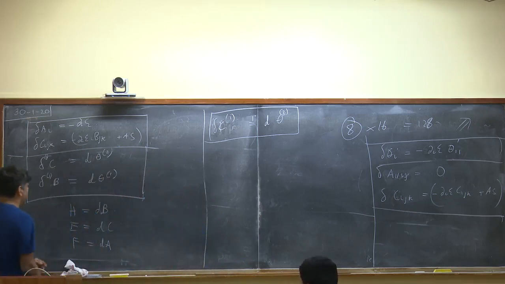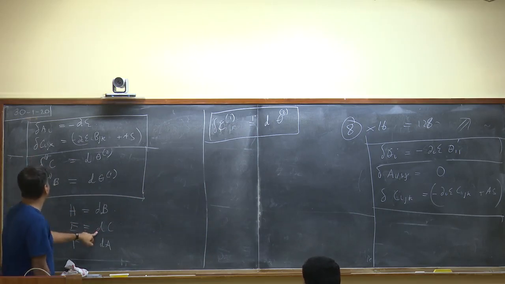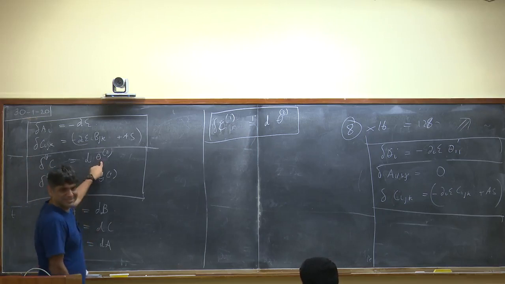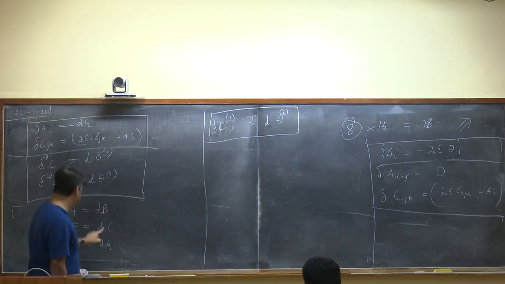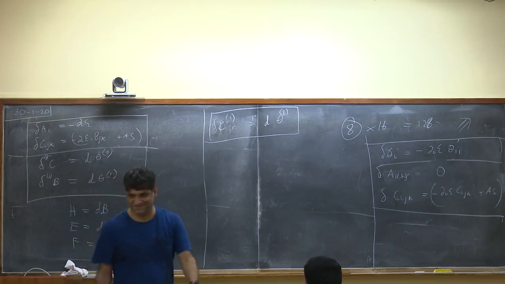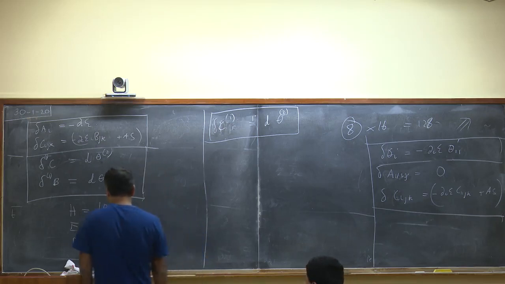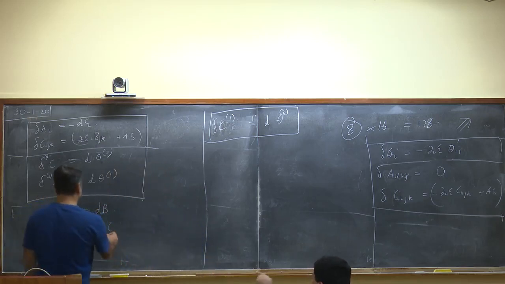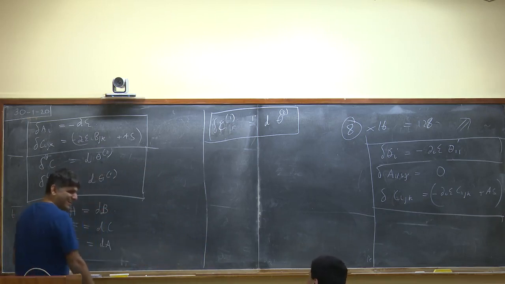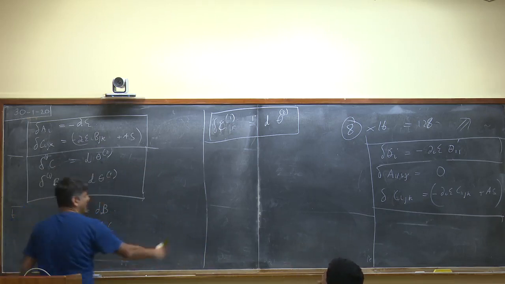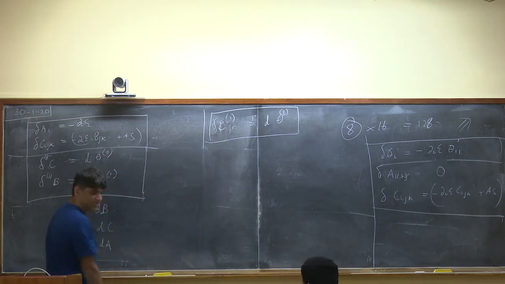But now there is an issue. Because this DC guy is not by itself gauge invariant. It is nicely gauge invariant under theta 2 transformations. But it is not gauge invariant under U1 gauge transformations. So we have to use a compensating term. Exactly. So what do we do? DC. We can just figure out first how it changes.